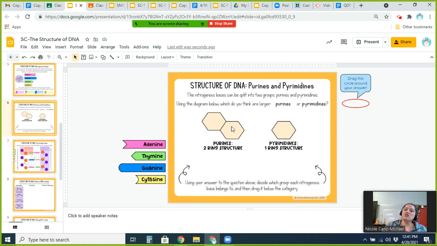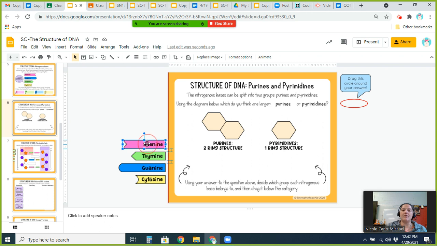Slide number 6, structure of DNA, purines and pyrimidines. Again, so for the first part, using the diagram below, which one do you think is larger, a purine or a pyrimidine? Grab your circle, and then you're going to put it over whichever one you want to use as your answer. And then once you have decided which one's smaller, which one's larger, you are going to grab your nitrogen bases and you are going to place them wherever you think they belong.